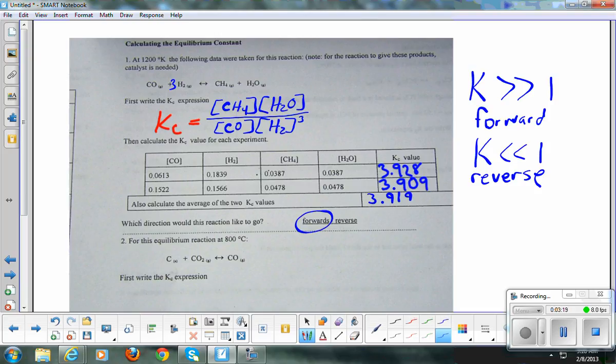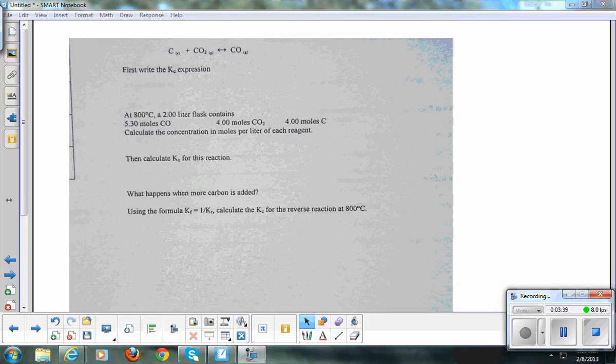Okay. Why is it going forward? Because it's bigger than 1. If it's less than 1, but bigger than 0, then it's going to go reverse. Okay, I want you to take a second and do the next one by yourself. See if you can do it. Products are always on top, right? Remember the brackets represent moles per liter. So make sure you have your moles per liter when you plug it in.